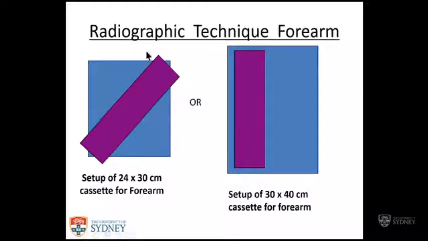And I tend to use a smaller cassette. But for a really big patient, you know, a 7 foot tall patient with long arms, where this doesn't work, use a 30-40. But generally speaking, for most people, I use a 24-30 on the diagonal. And you'll collimate and one cassette each. AP and lateral.